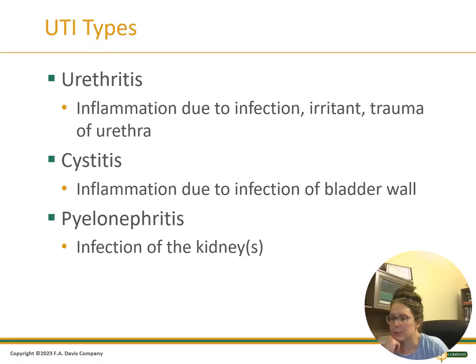So your symptoms with that are going to be the dysuria, urgency, frequency, suprapubic pain, and hematuria. Your pyelonephritis is going to be an infection of one or both kidneys. That's going to be from an untreated lower UTI that ascends into the upper urinary tract.